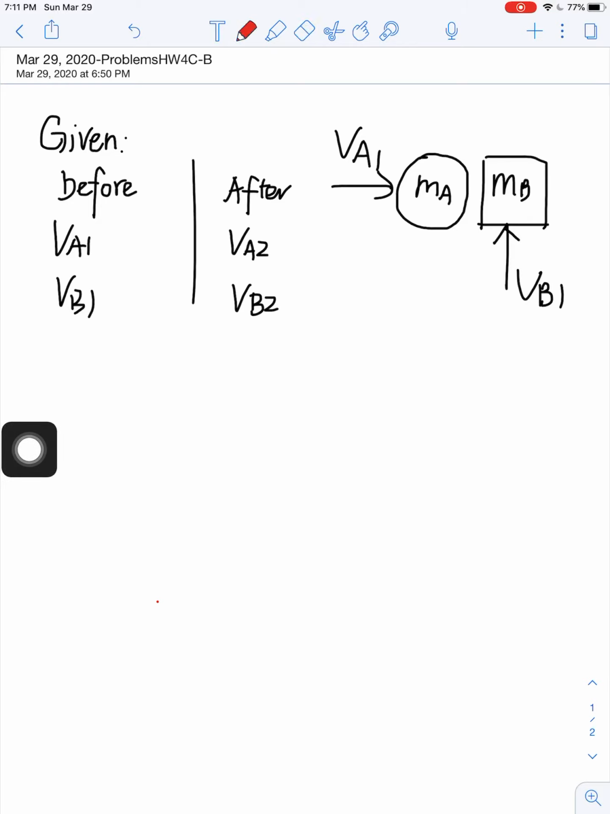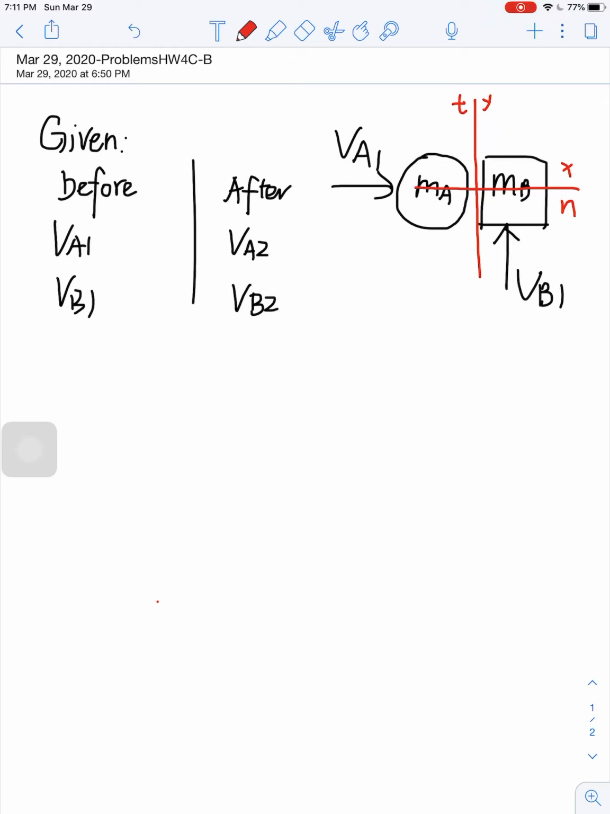Let's set up a coordinate system first. In the impact problem, we have the t-n system, right? So this is n, this is t. If you don't like t and n, we can replace that with y and x, and you're probably more familiar with the xy coordinate system.